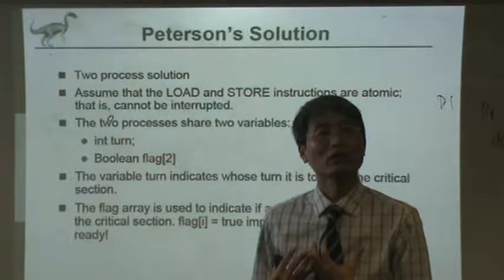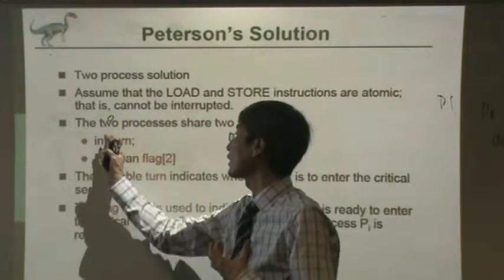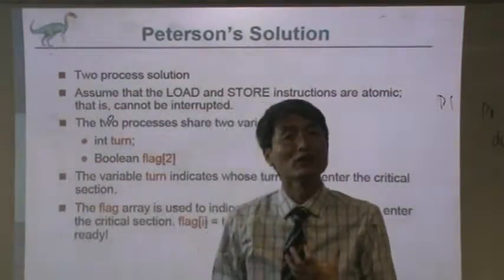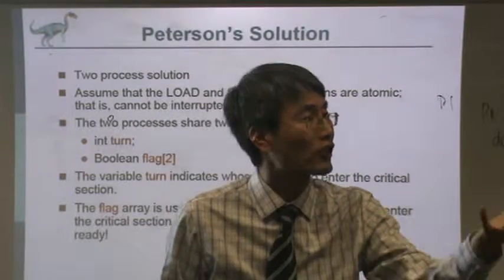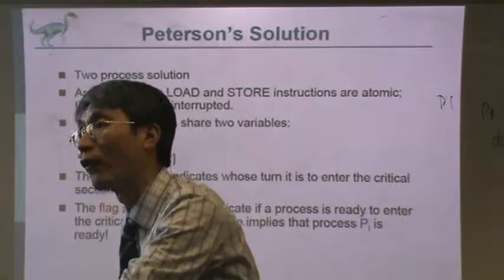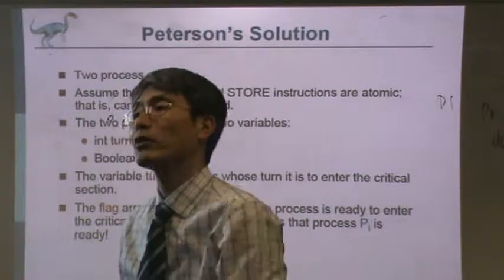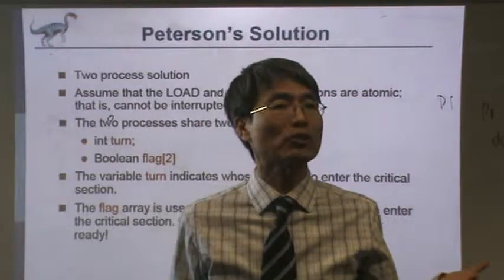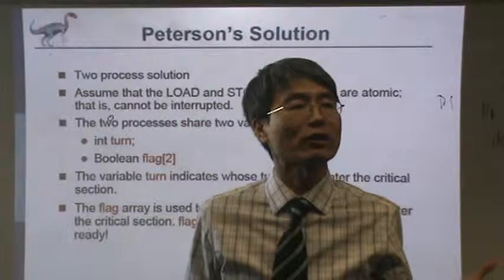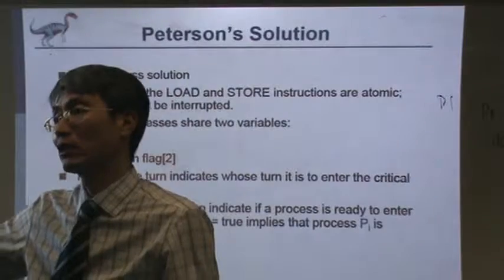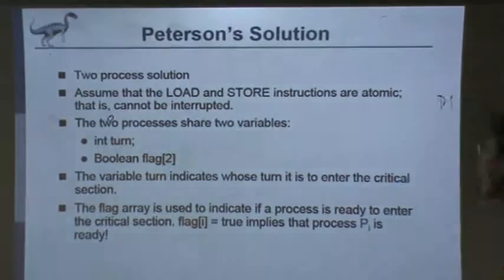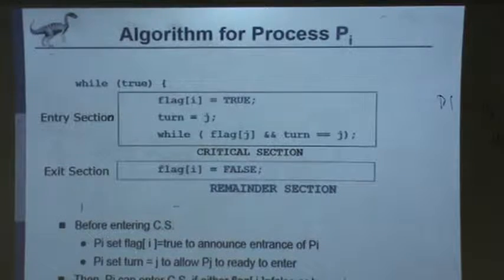Sometimes if you use only turn, the process that doesn't want to access the critical section may get the turn, right? That may cause a problem. That process never accesses the critical section, so the next one cannot be determined. So we can combine both of them, turn and flag. That is the Peterson solution.